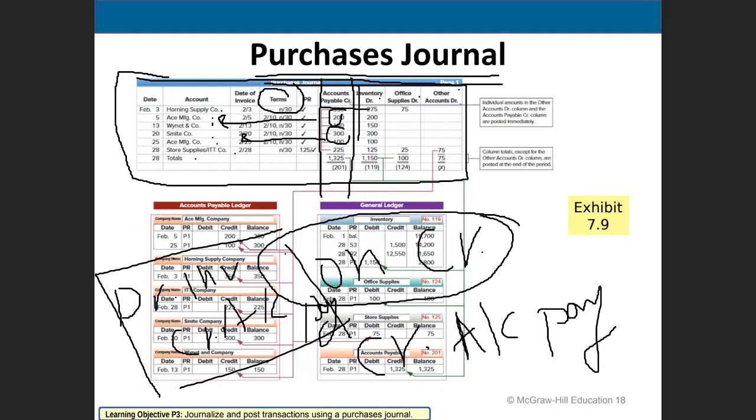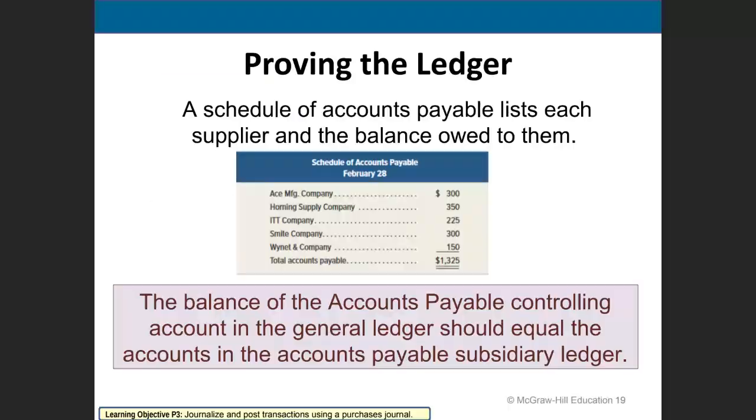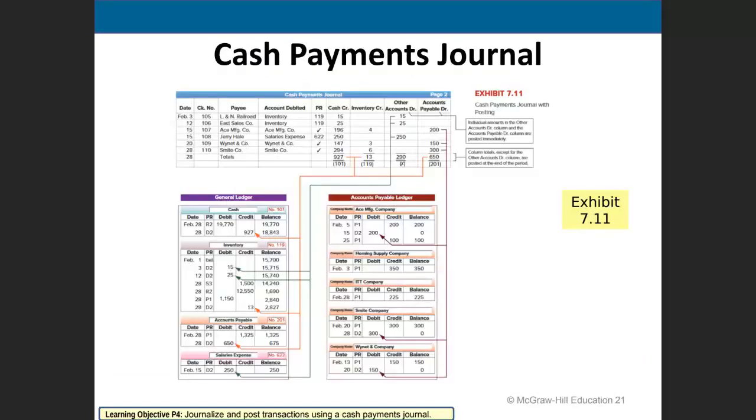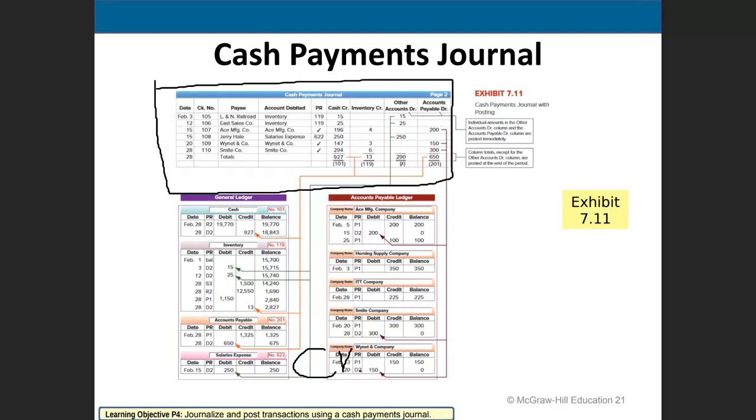So we just fill the blanks. Credit accounts payable will go here, debit to inventory will go here, and so on. So this is the purchases journal. The last journal is the cash payments journal, which means we credit cash.